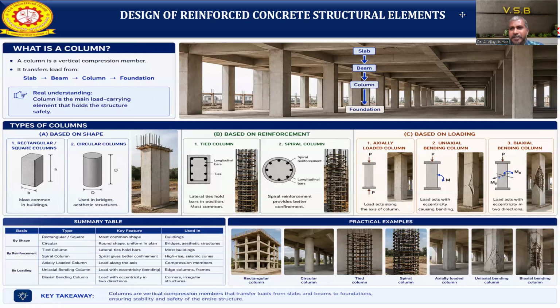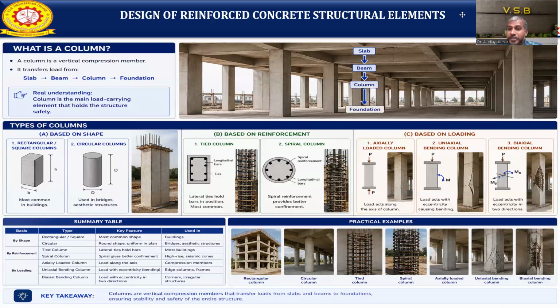What is the tie? It is tying the main reinforcement. The long-term bars are faced with lateral ties, which hold the bars in position. It is the most common. When you start pouring the concrete and applying load, the longitudinal reinforcement tends to buckle outward, and for that we need resistance. So we use ties to hold the main reinforcement. Then the spiral column: the spiral column is mainly used for the circular column. The spiral reinforcement provides better confinement for the circular column. So, based on the reinforcement, we can use these two types of column.